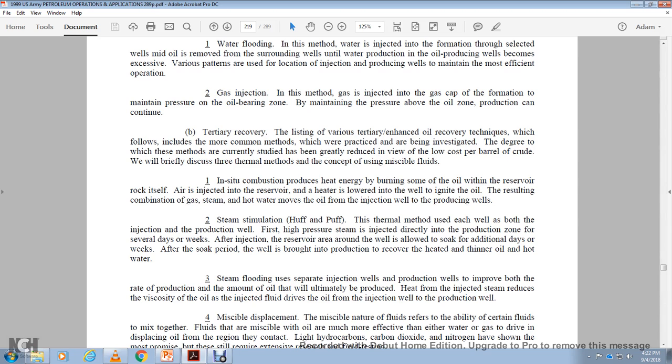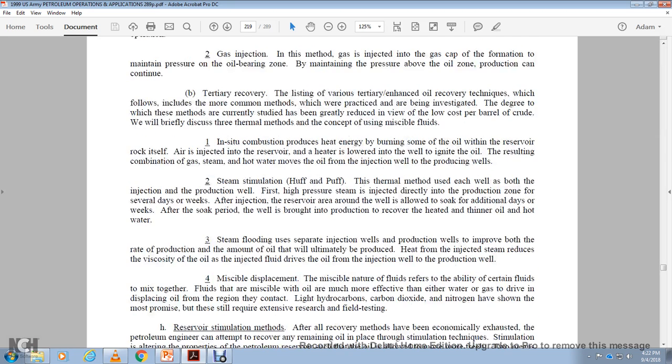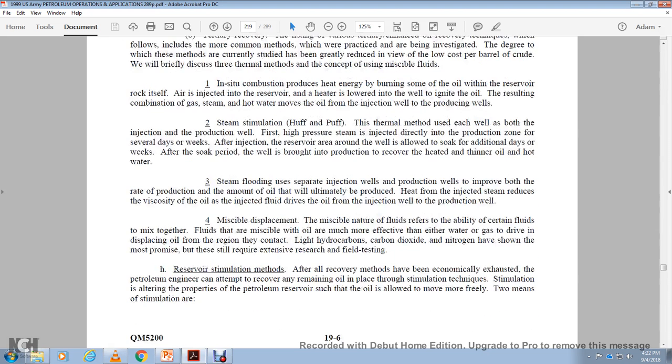The injected fluid drives oil through the injection well to the production well. Miscible displacement: the miscible nature of fluids refers to the ability of certain fluids to mix together. Fluids that are miscible with the oil can displace it effectively, the way water and gas drive the oil. Hydrocarbons, carbon dioxide and nitrogen have shown the most promise, but still require extensive research and field testing.